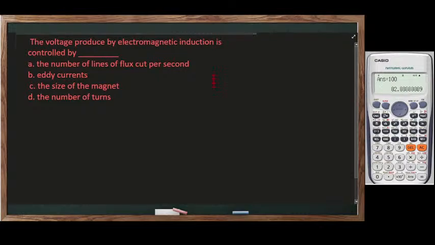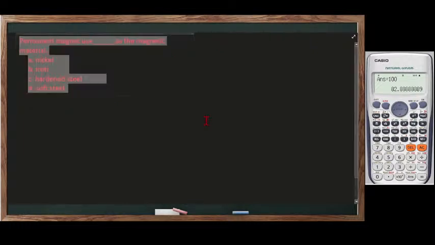Okay, so let's try to answer this one, no? So tamang sagot nito, the voltage produced by the electromagnetic induction is controlled by, the correct answer is letter A, the number of lines cut per second. So ang magnitude ng voltage na produce during electromagnetic induction is controlled kung gaano kadami yung fluxes na kinakat ng ating conductor per second. Okay, next question.